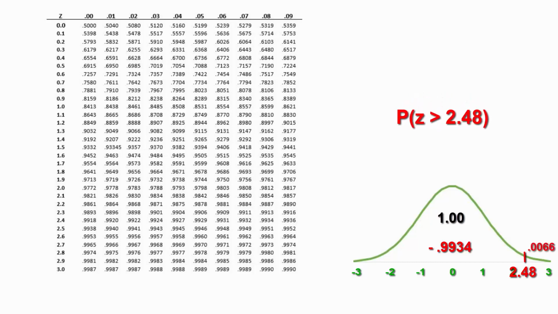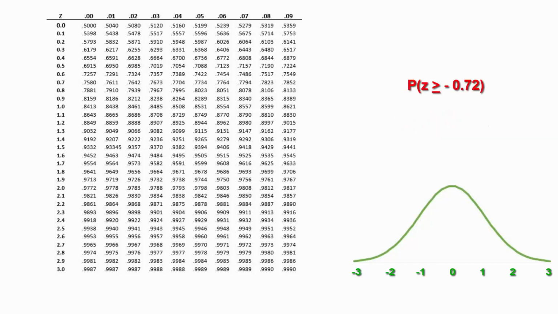Get used to this notation. For now, I just read it as the proportion of scores above z equals 2.48, but soon we're going to recognize it to be probability. We will read it as, if a score is randomly selected, the probability it would exceed a z-score of 2.48.